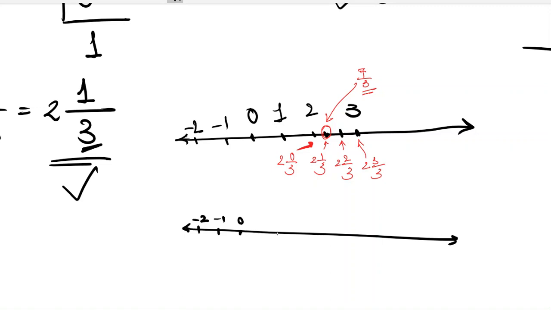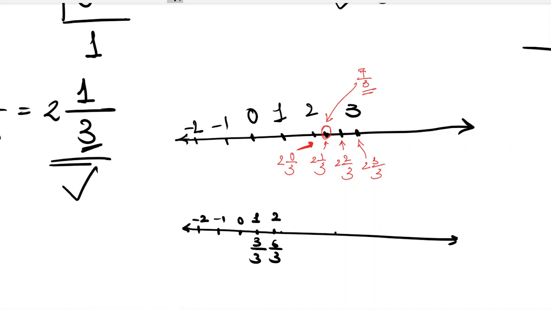Okay, after 0, you write 1. Okay, what is 1? If you want to ask me what is 1, 1 is 3 by 3. Then you write 2. What is 2? 2 is 6 by 3, right?